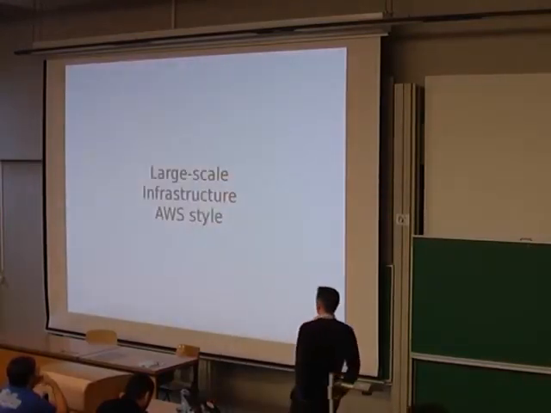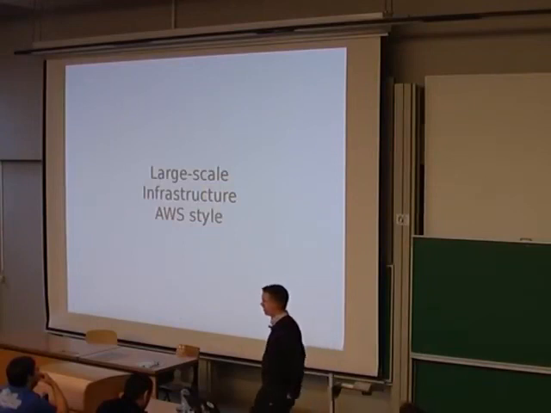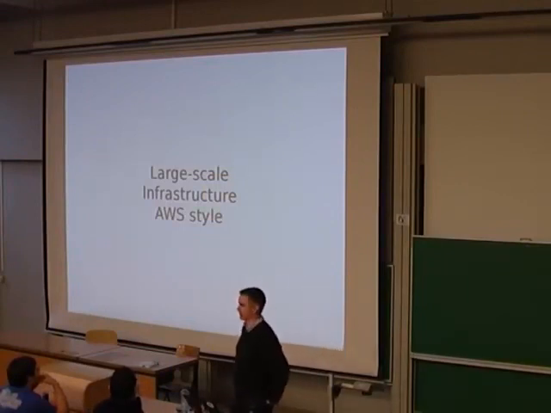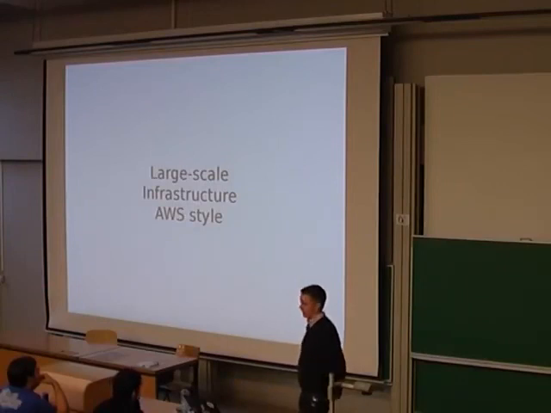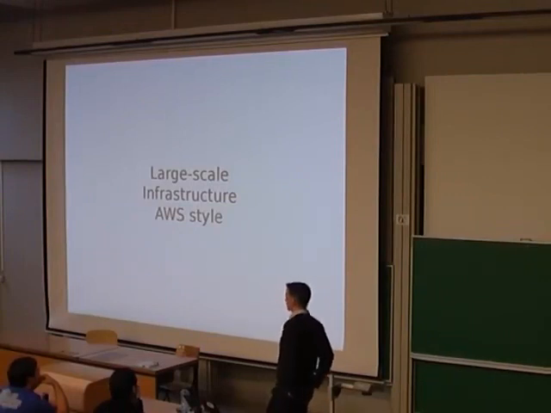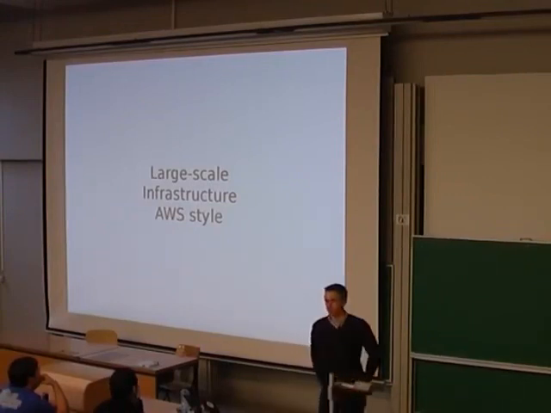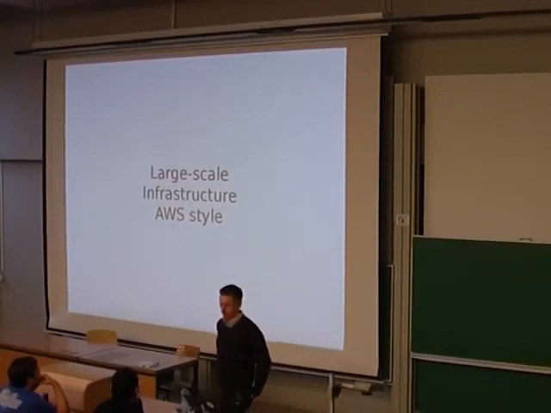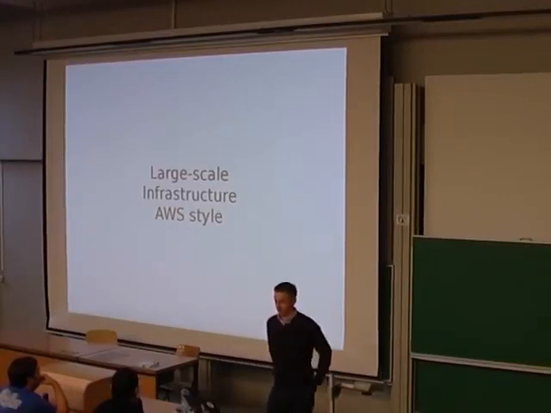So OpenStack is trying to build software for large scale infrastructure as a service, but more specifically AWS style clouds, right? Everybody wants to call their service the cloud, and maybe they're all valid uses of the word cloud. But I think what we're really trying to do in OpenStack is an AWS style cloud. So if you know EC2, S3, VPC, that's basically what we're trying to build, that style of a service.